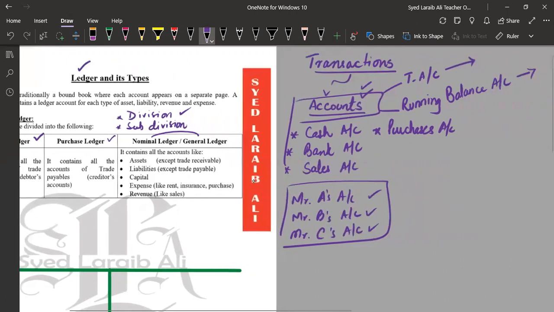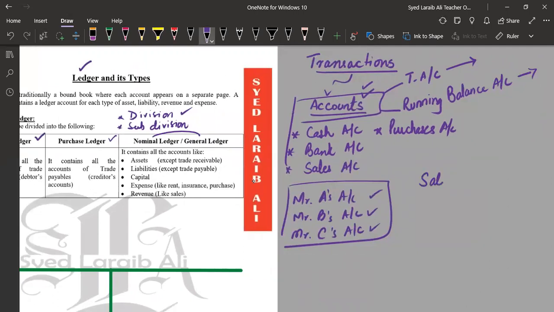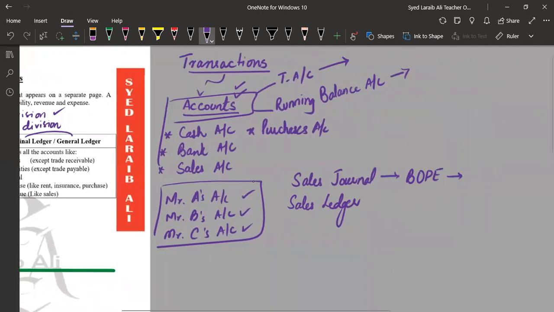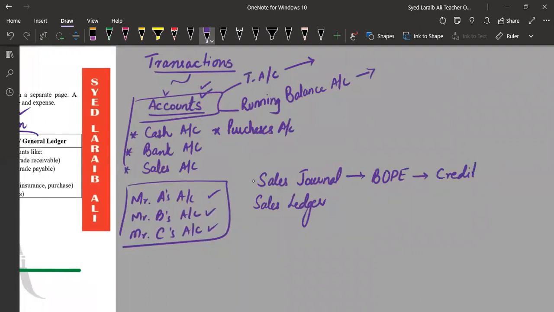Now, please remember that there is a huge difference between sales journal and sales ledger. Many students get confused between sales journal and sales ledger. Sales journal is a book of prime entry, or a book of original entry, in which the business records credit sales. All the credit sales are recorded in the book of prime entry. Whereas sales ledger, as the name says, is a ledger in which the business records all the accounts of trade receivables. So don't get confused. This has to be kept in mind.